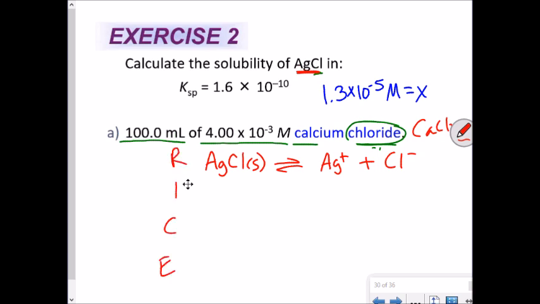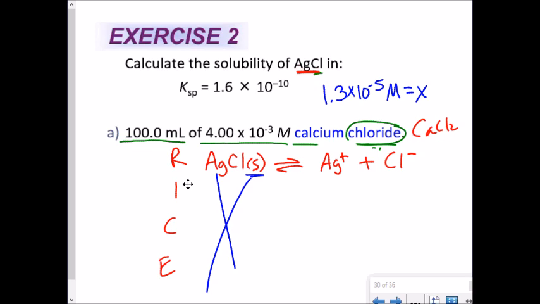Now, because this is a solid, is it going to play in equilibrium? No, so we get to do that now for that side. Goodbye for the solid side, we don't really need that. Initially, we already have the saturation point, so we aren't adding any silver or any chloride initially.